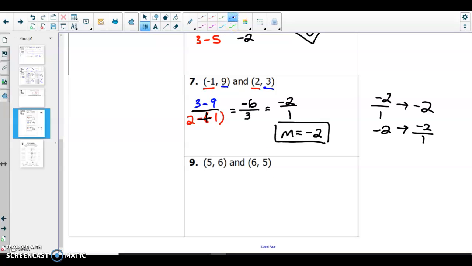The last problem, 5 minus 6, watch your order here, goes over 6 minus 5. So here we have negative 1 on top and positive 1 on the bottom. Just like up above, anything over 1 is not really worth writing as a fraction, so I would probably call the slope here negative 1.